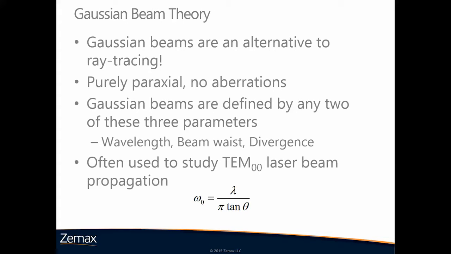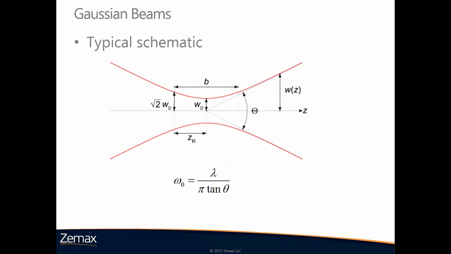Before we get there, let's just think about what Gaussian beam theory is. Gaussian beams are an alternative to ray tracing. It's a purely paraxial model, so there are no aberrations considered by Gaussian beam theory. A Gaussian beam is defined by any two of three parameters: wavelength, beam waist, and divergence. They're controlled by this expression, and they're often used to study TEM00, perfect Gaussian laser beam propagation.